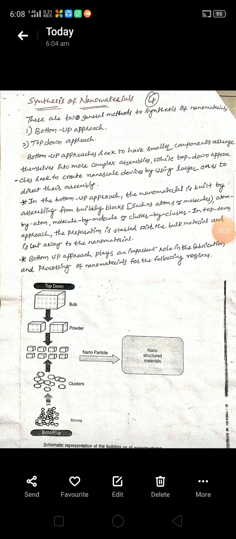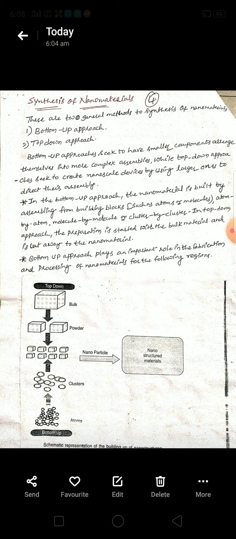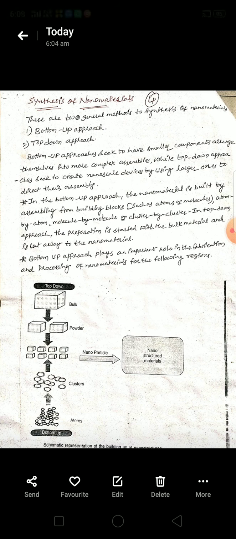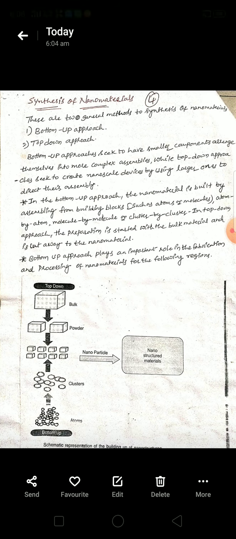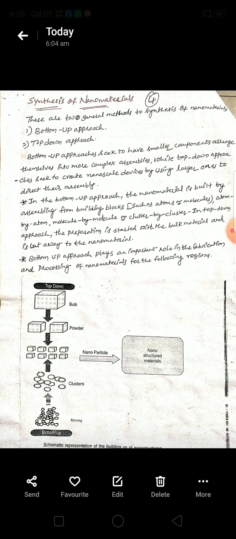Good morning, students. Today we shall discuss the new chapter, that is nanomaterials or nanoscience. Nanoscience is not a new field, it is a broad field. It is connected to chemistry, physics, medicine, material science, and also applied technologies.